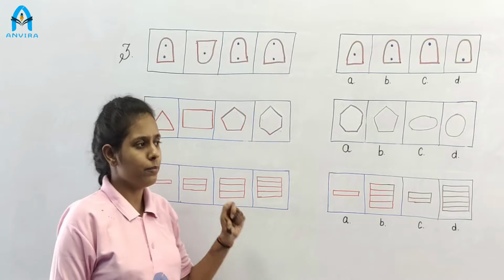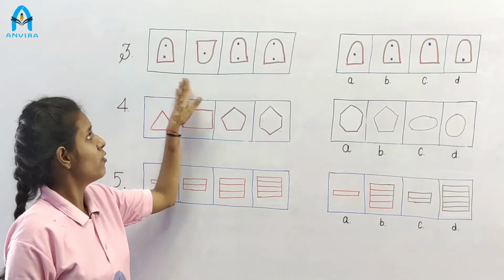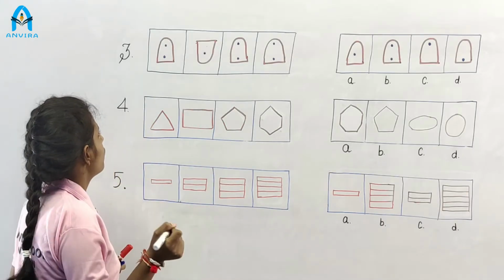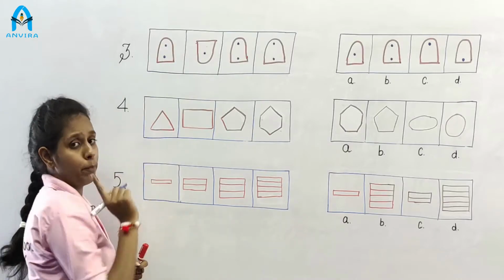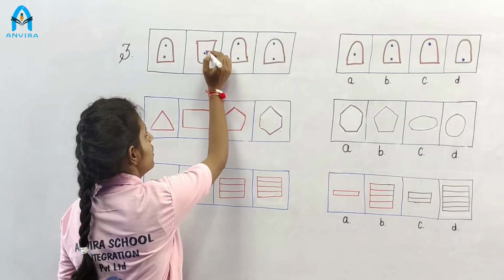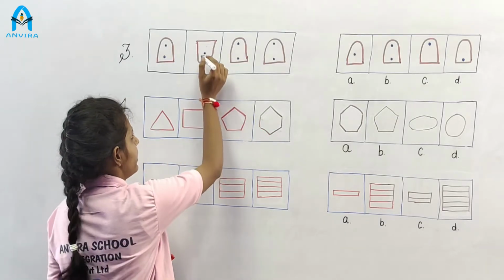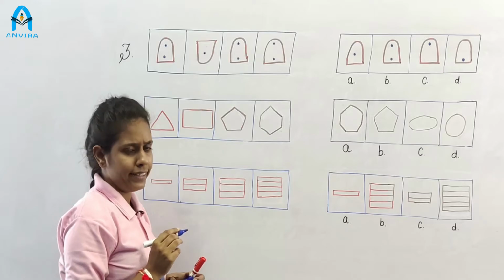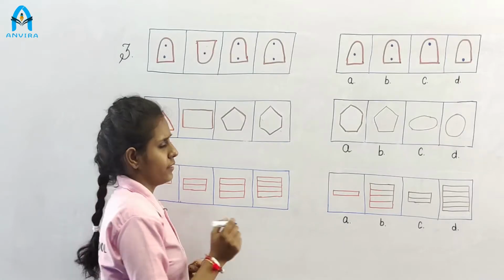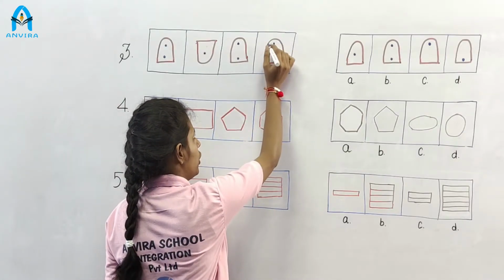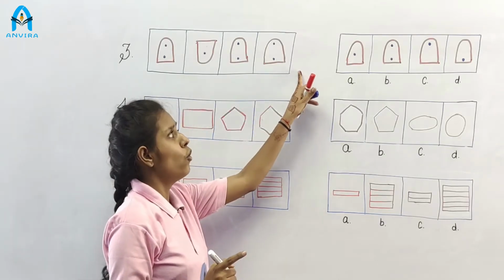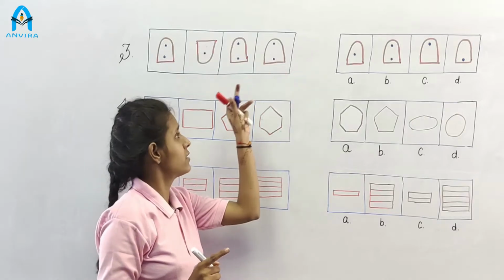Question number 3. What do you find in this question? First, observe the problem figure. Let's start. Here, a pattern with 2 dots. In the next block, 1 dot in the middle and a pattern. Next, 2 dots and a pattern. Next, 2 dots and a pattern. Now you have to find out what pattern comes next.